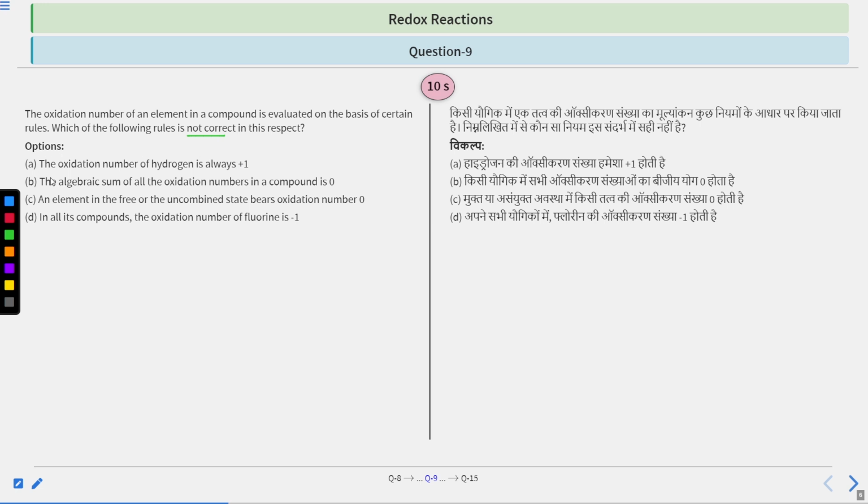The options are: the oxidation number of hydrogen is always +1. The algebraic sum of all the oxidation numbers in a compound is 0. An element in the free or uncombined state bears oxidation number 0. In all its compounds, the oxidation number of fluorine is -1. You have 10 seconds to solve this question. After that, we will see the answer.